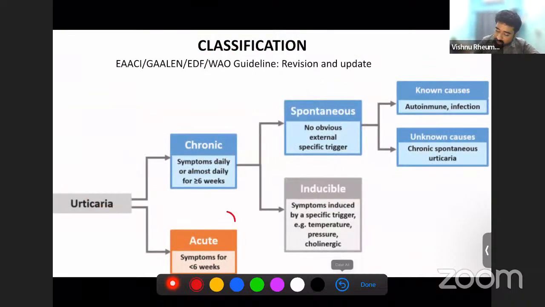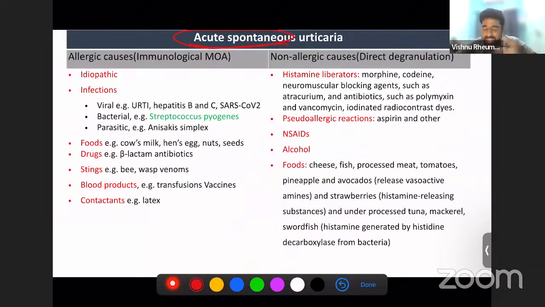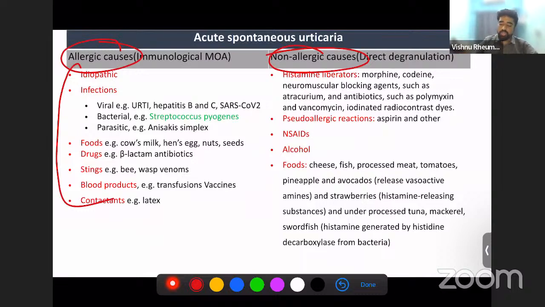So these are the various causes of acute spontaneous urticaria. So this is what I was telling you, right? Acute spontaneous urticaria. And again, do not try to go into the depths. You can remember the list if you want to for your residency exam, but anything can cause an acute spontaneous urticaria. Either it can be allergic, that is your type 1 hypersensitivity causes, or non-allergic, your non-type 1 hypersensitivity causes which can directly release histamine.